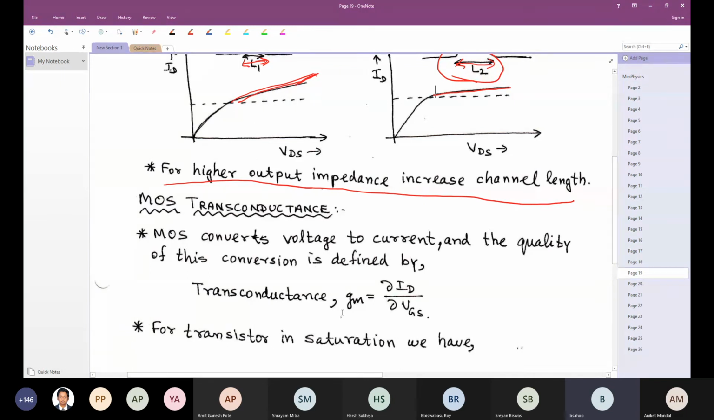So we have to define a parameter which defines the efficiency, how good your transistor is in converting the voltage to current, and that is measured by something called the transconductance. The voltage to current conversion happens from the gate source voltage to the drain current. So transconductance GM is given by del ID by del VGS. This is an efficiency of your transistor. We define this as the efficiency of the transistor.